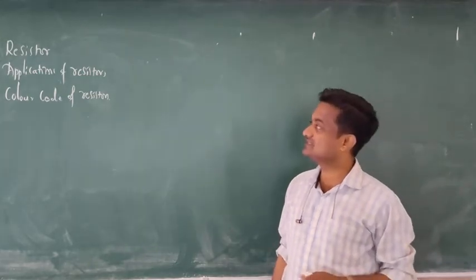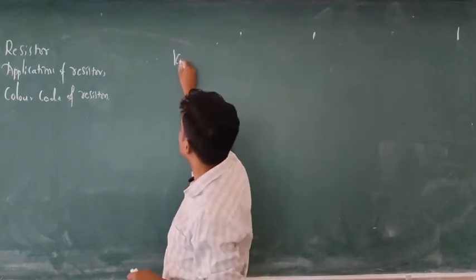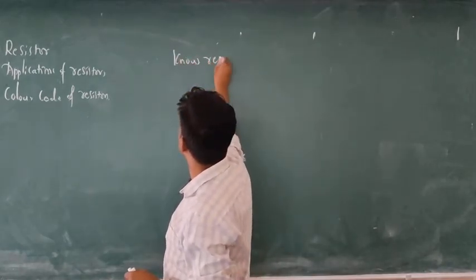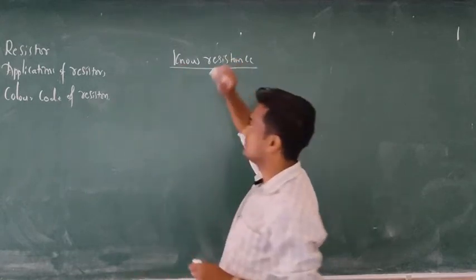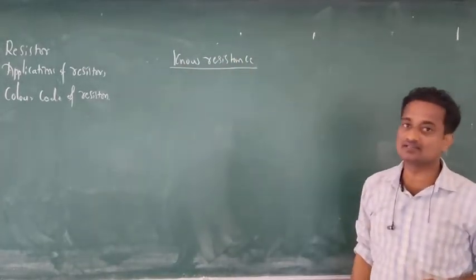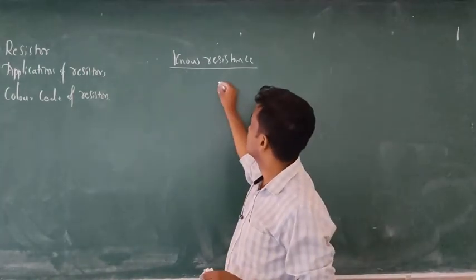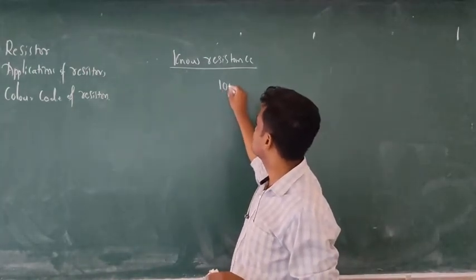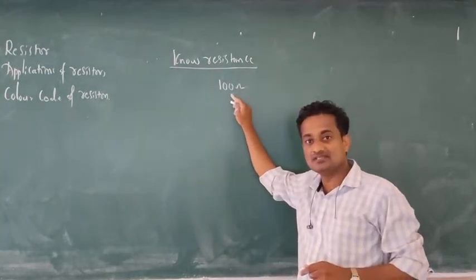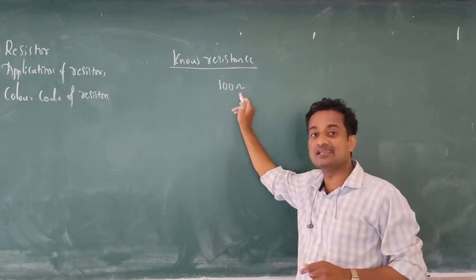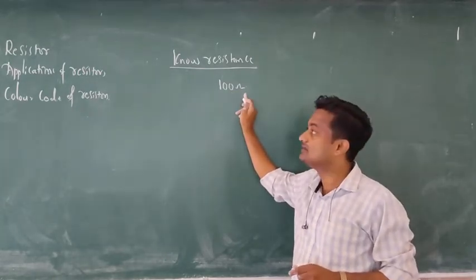Then what is a resistor? It is a material of known resistance. For example, the resistance of a resistor is 100 ohm, which means its value is 100 ohm.